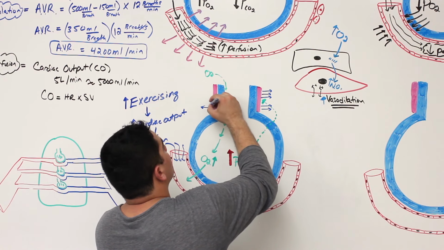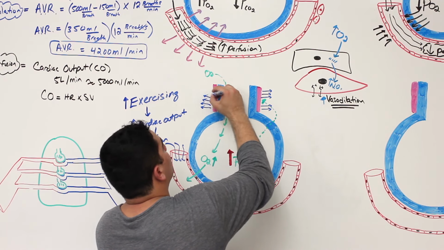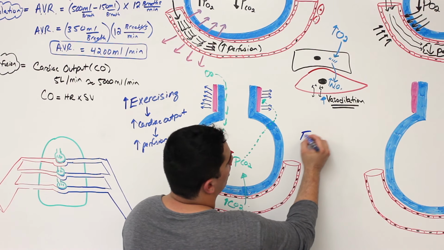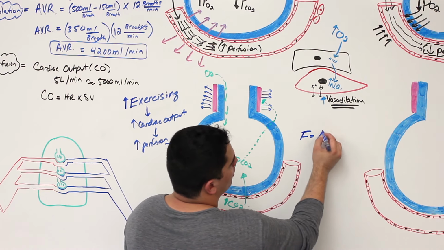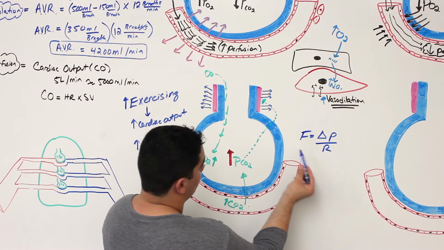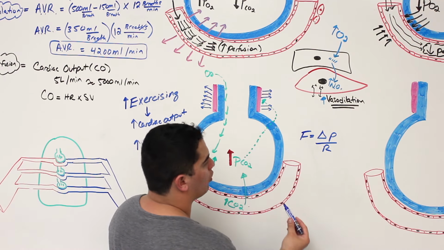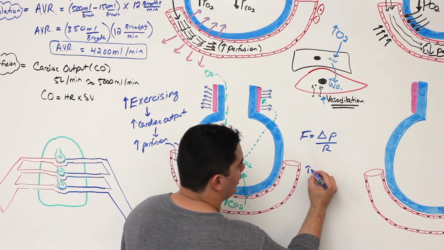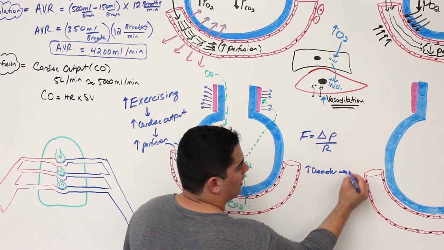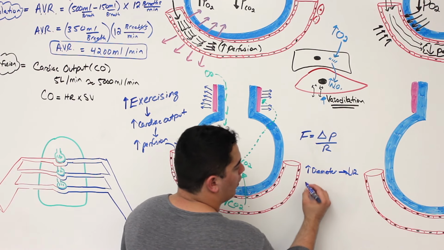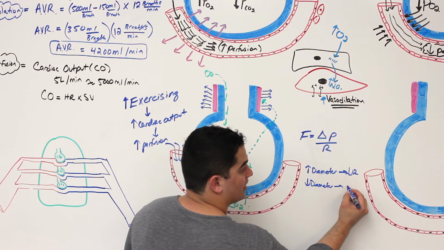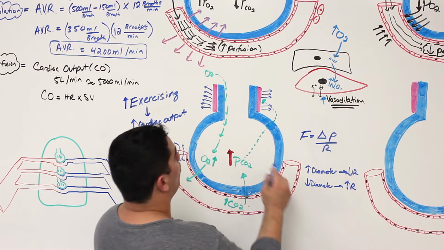When these bronchioles dilate, what happens to the resistance? Well, let's think about this formula. Flow is equal to the change in pressure over resistance. Now, diameter is inversely proportional to resistance. So whenever you increase your diameter, what does that do to your resistance? It decreases the resistance. Whereas whenever you decrease your diameter, what does that do to the resistance? It increases the resistance.